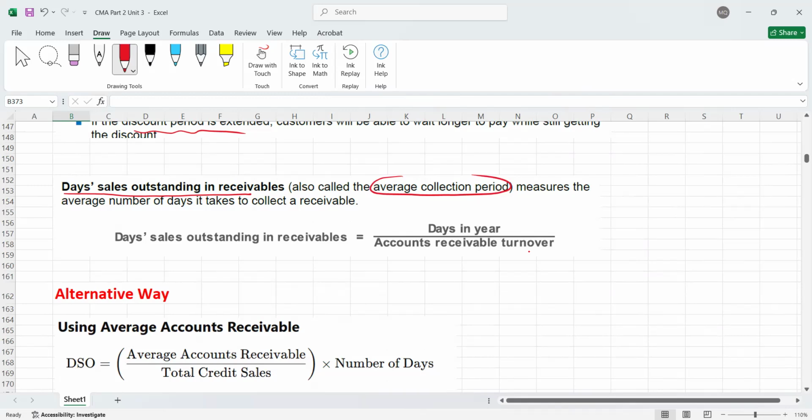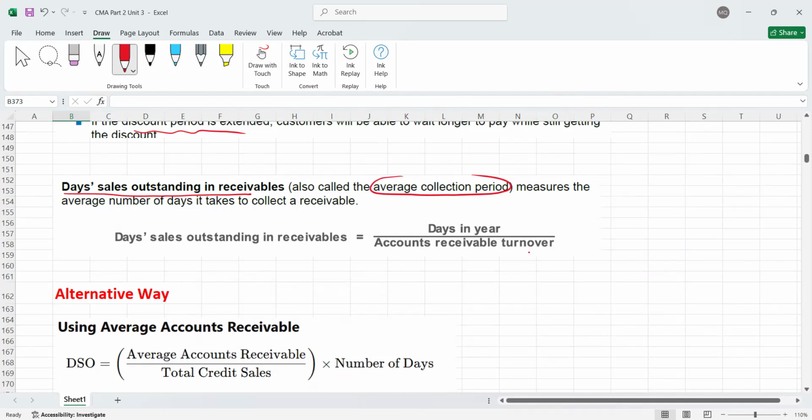Okay, so what does it measure? It measures the average number of days it takes to collect our receivables. In other words, how long customers are taking on average to settle their debt. Maybe they are taking 15 days, 30 days, or 50 days. Here, please remember, a lower answer is desirable, because as a seller, as a company, I want my customers to pay early, not later, right? So that's why a lower answer is desirable here, not the higher.